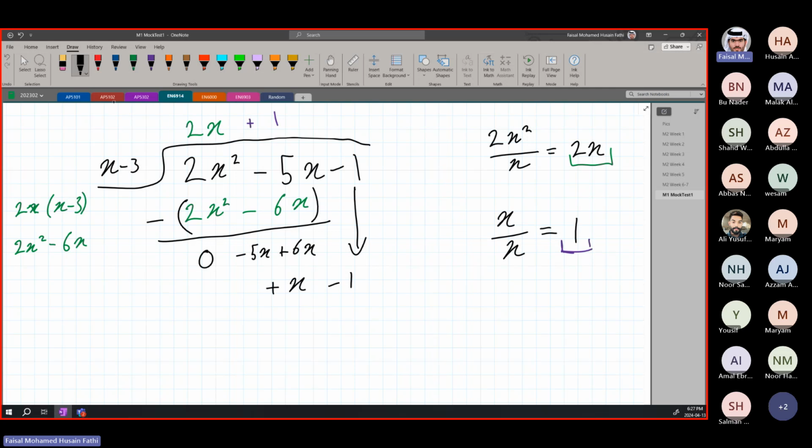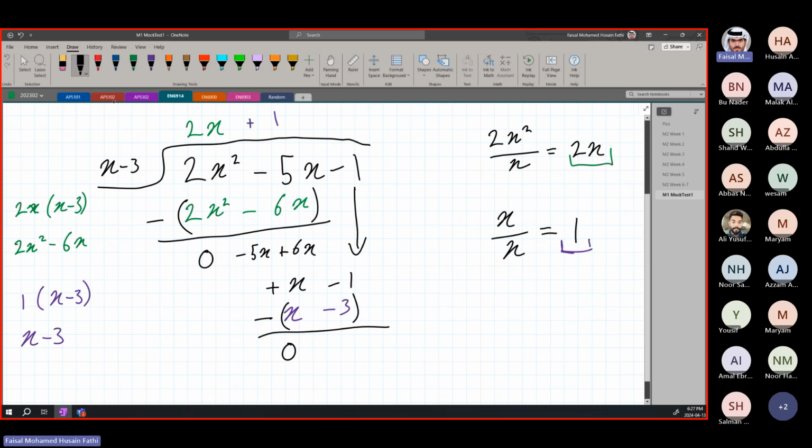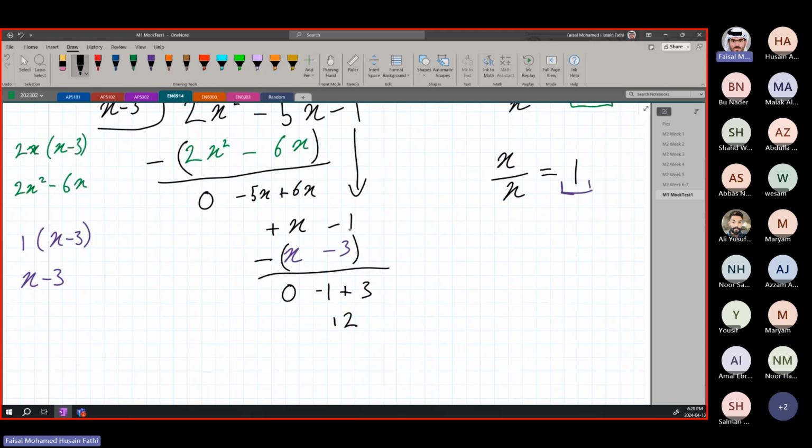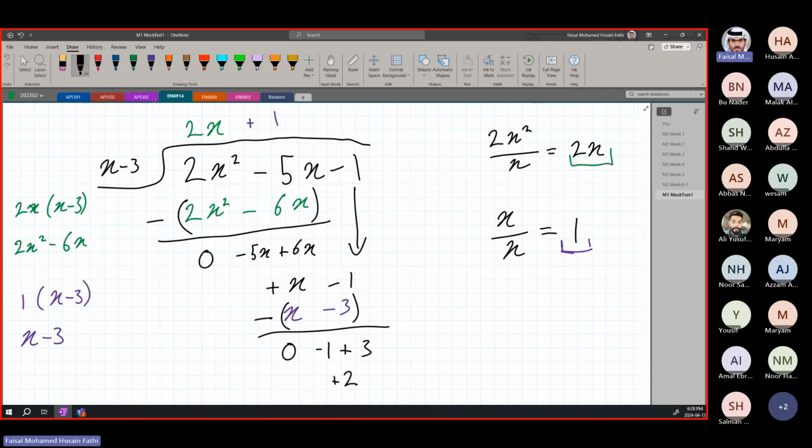Now we're going to do the multiplication of 1 into x minus 3. 1 times x is x minus 3, just simple. Again, you're just going to put this in brackets, and x minus x is 0, so we are on the right track. If it's not 0, just know you made a mistake in here. Minus 1 minus 3 becomes minus 1 plus 3. Simplifying this, it's plus 2. So this is your remainder here.